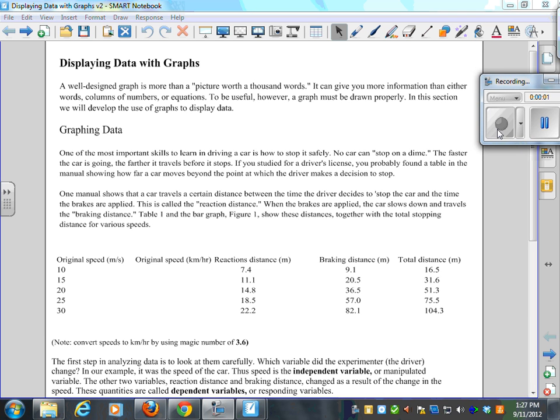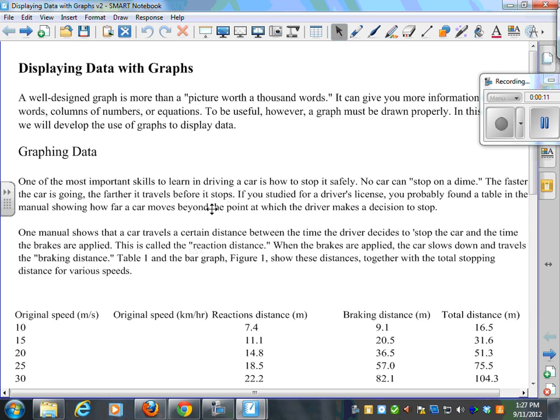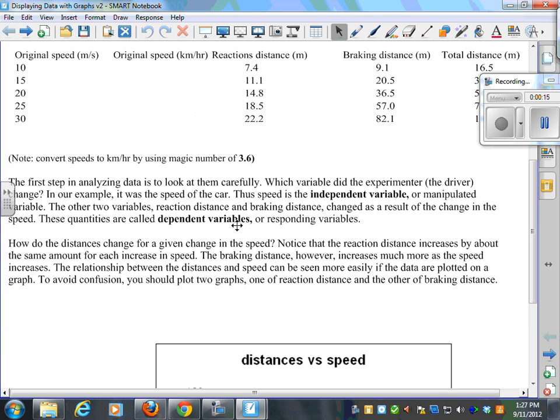And here we go. So what did we do yesterday? We talked about graphs. I reminded you of the magic number, 3.6. Just going to make that a wee bit bigger, I think. We talked about dependent and independent variables, and you'll remember that independent variables go where? Independent. Go on the bottom, the x. Dependent goes on the y. Very good.